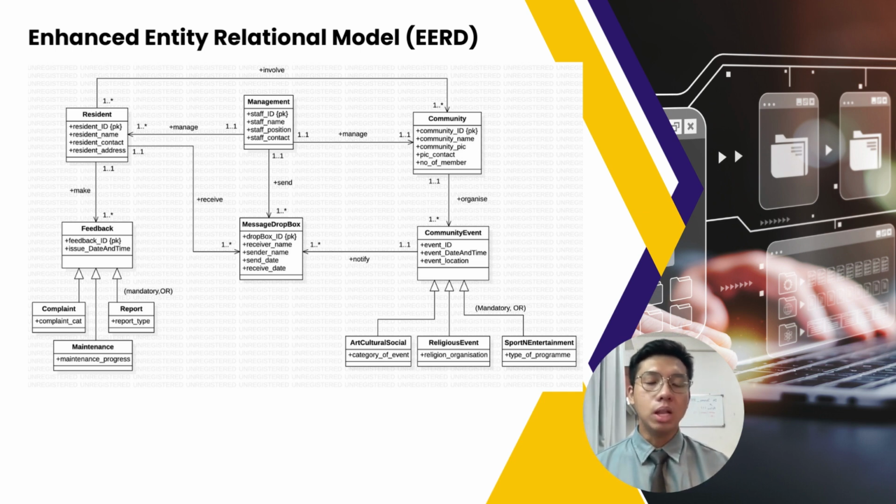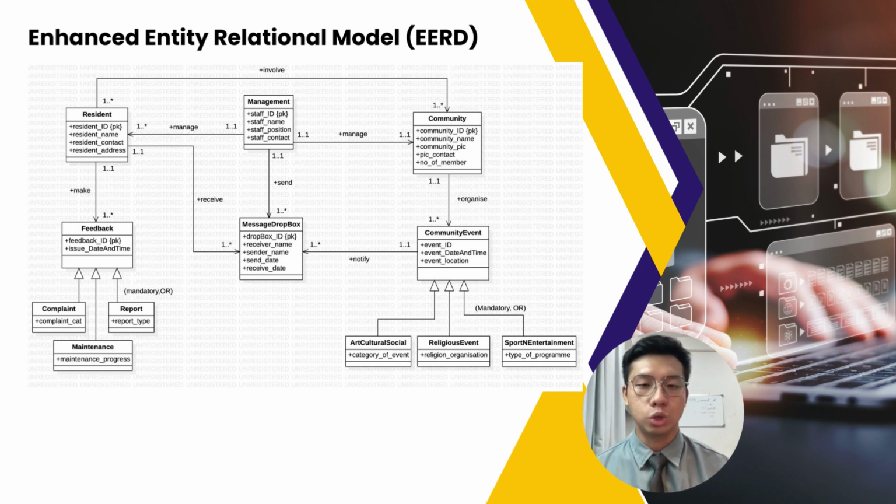So one community will organize one or many community events. We can see the event has the event ID, event date and time, and also event location. The community event is the superclass, which consists of three subclasses: art, cultural, and social events, religious events, and sport and entertainment events.